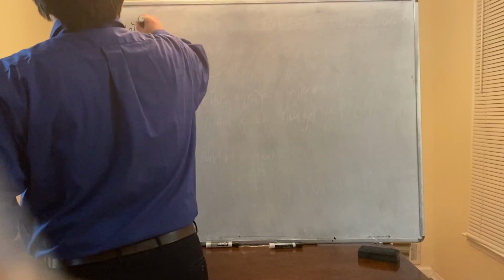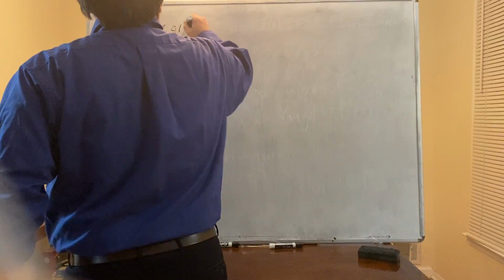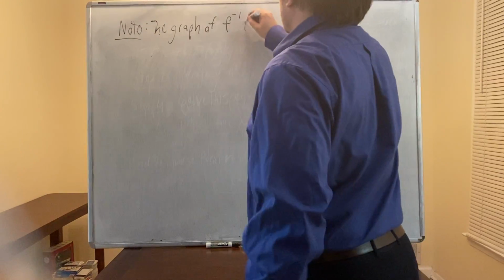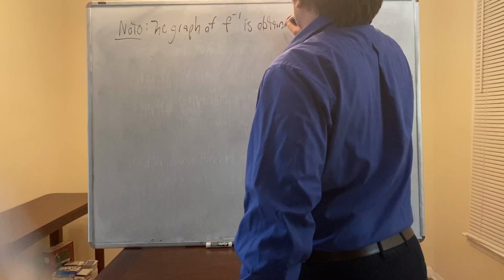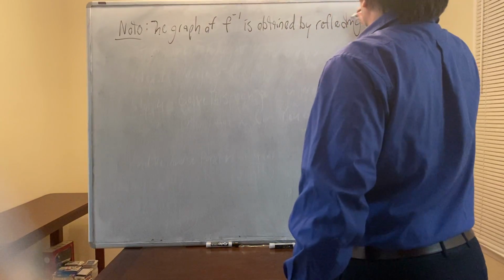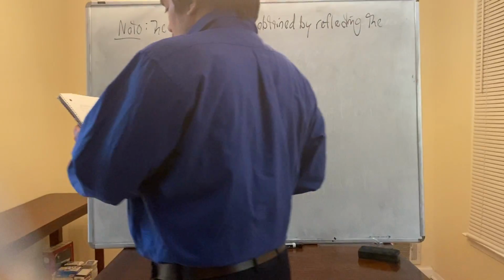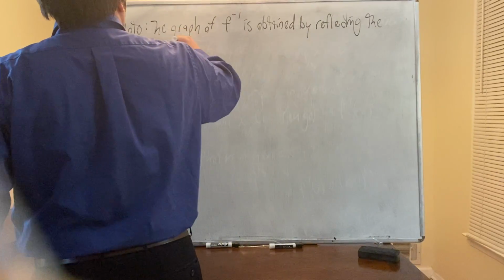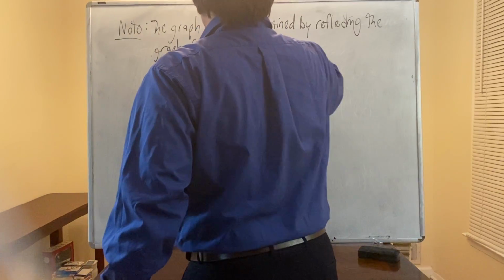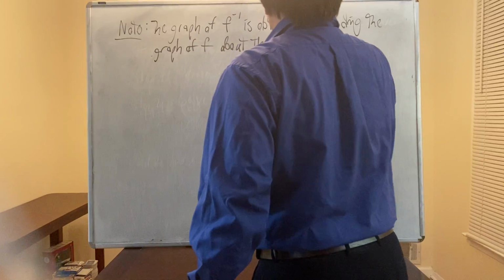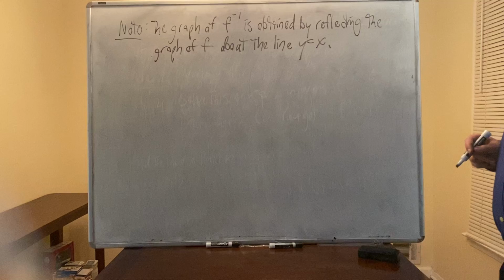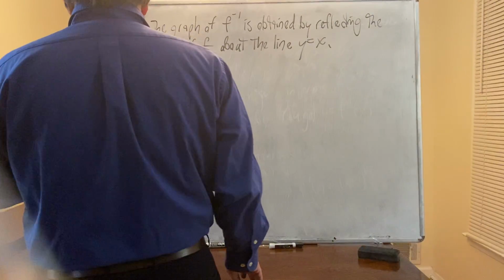Note the graph of f inverse is obtained by reflecting the graph of f about the line y equals x. Okay? So the graph of f inverse is obtained by reflecting the graph of f about the line y equals x.